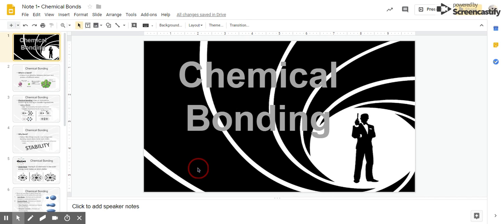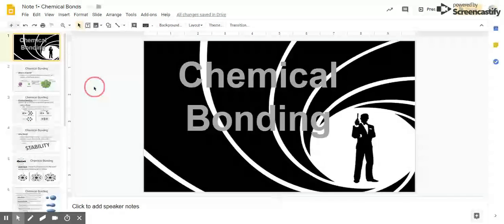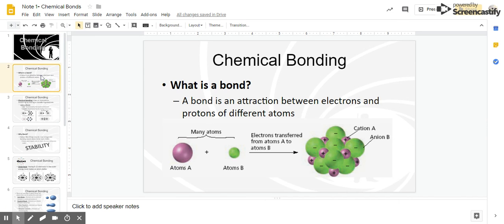For today's lesson, we're going to be discussing chemical bonding. In our last unit, we talked about separate atoms and how many protons, neutrons, and electrons they have. In this unit, we're going to be discussing what happens when two of those atoms come together to form a compound through a chemical bond. So a chemical bond is just the attraction between electrons and protons of different atoms.